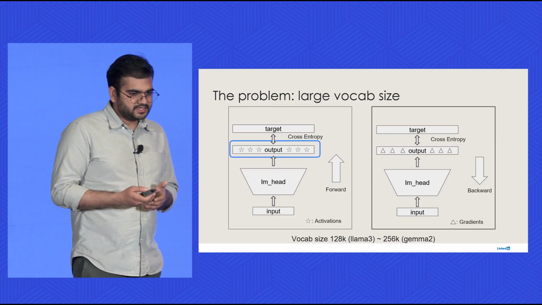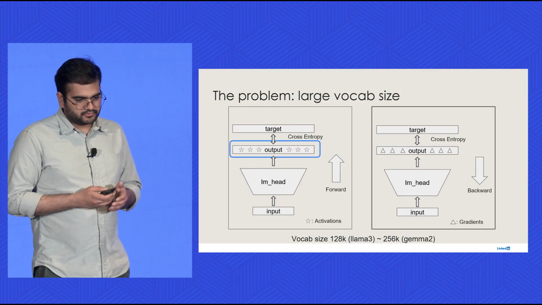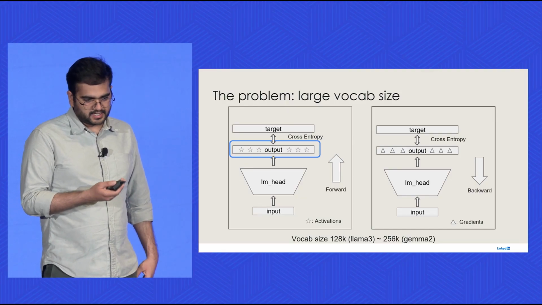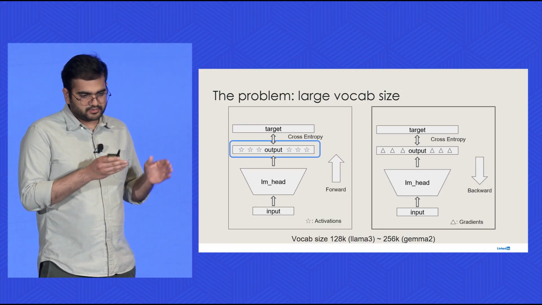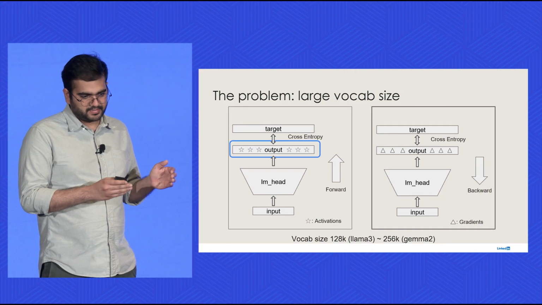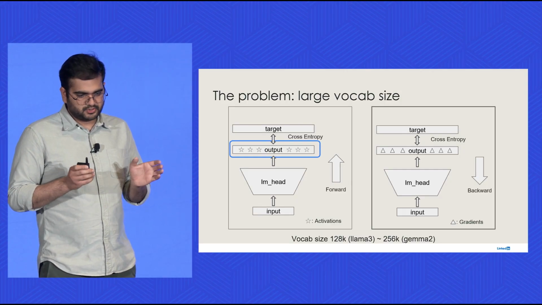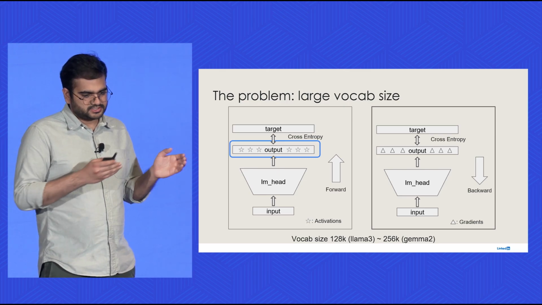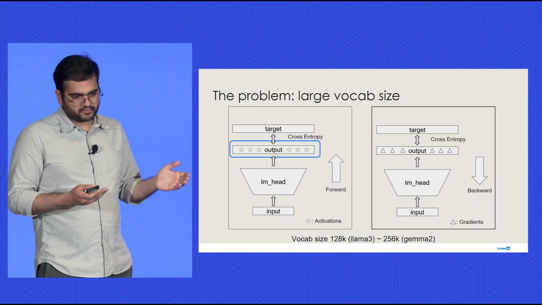So what's the main culprit here? The main culprit is the large vocab size. For these frontier open source models, for Llama 3 it's about 128K, and for Gemma 2, the vocab size is 256K. You have your input before you pass it to the LM head. For every token, it has a hidden dimension of about 2K to 3K. But when you pass it through the LM head, you get the logits, and the logits are of the order of 256K. It's basically your vocab size.